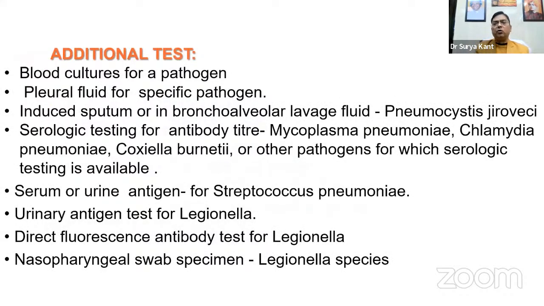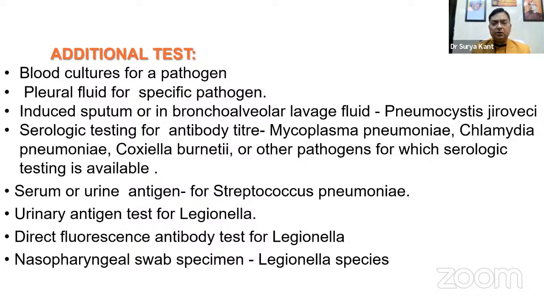Now, additional tests. Why do you require additional tests? To rule out atypical pneumonia. Blood culture in certain diagnostic dilemmas, especially in a hospitalized patient. Pleural fluid for a specific pathogen, if the patient presents with associated pleural effusion. Induced sputum or bronchoalveolar lavage fluid for Pneumocystis jirovecii pneumonia. Serological testing for antibody titer, for example, Mycoplasma, Chlamydia, Coxiella, or other atypical organisms for which serological testing is available. Every tertiary care center and even district level, all these antibody titer tests are available for atypical pneumonia.